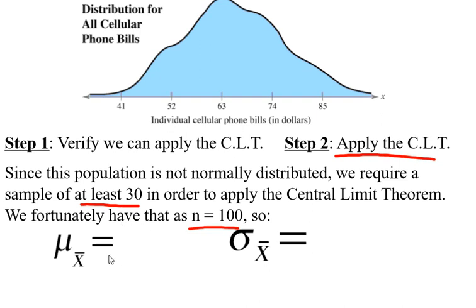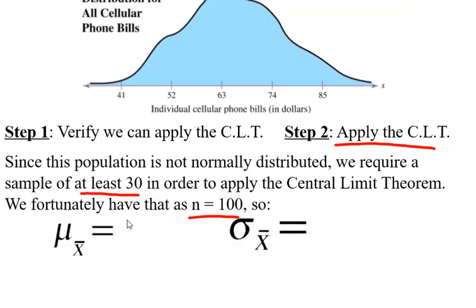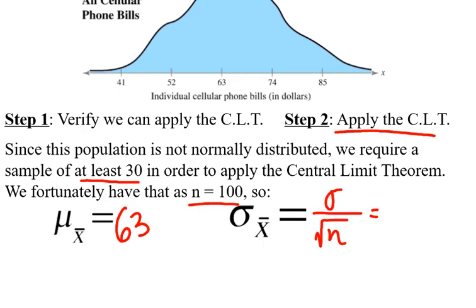The average of the sampling distribution is going to be the same as the population. And the population had a mean of 63. So my distribution of the sample means will have an average of 63 as well. The standard deviation will be the standard deviation of the population divided by the square root of n. In this case, that's going to be 11 divided by the square root of 100. The square root of 100 is 10, so 11 divided by 10 is 1.1.